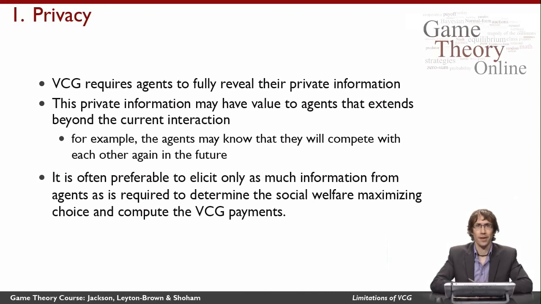But in some settings, agents might interact together repeatedly, and telling the mechanism and publicizing something about their private information might affect their ability to compete in future interactions. So if that's true, the agents might prefer a mechanism in which only as much information is disclosed as is required to actually compute the social welfare maximizing choice and the VCG payments. This is often possible, and VCG requires revealing more than that. So in such cases, VCG wouldn't be a good choice of mechanism.